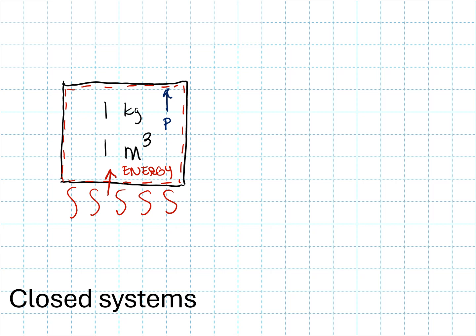So now let's consider the same system. Again, I've got my physical boundaries of the tank. I've got my 1 kilogram of the same gas occupying 1 cubic meter, but I'm going to make one small change in this example. Instead of all of my boundaries being fixed, I'm going to imagine that one of my boundaries is movable.